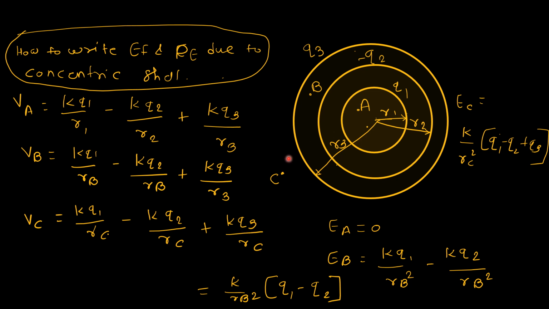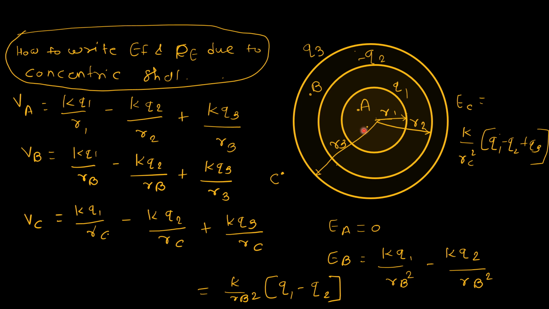Up to that point, you can assume from here to here you have taken distance rc and you have drawn one concentric shell. So this is the equation for the potential at points A, B and C.